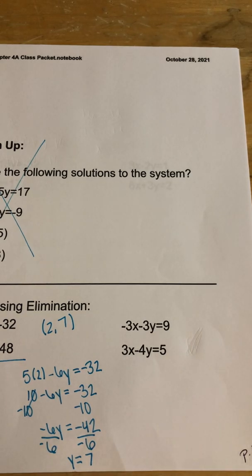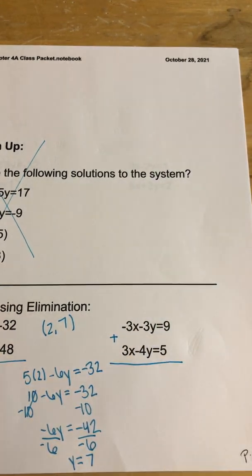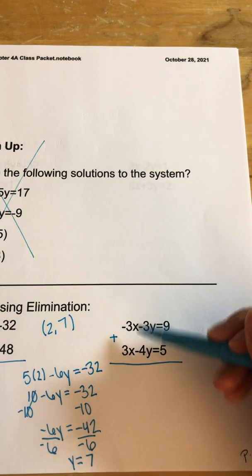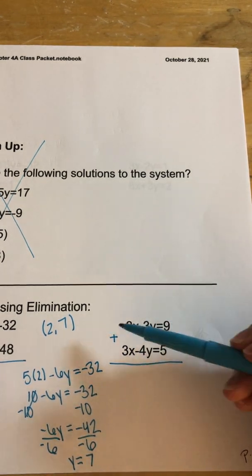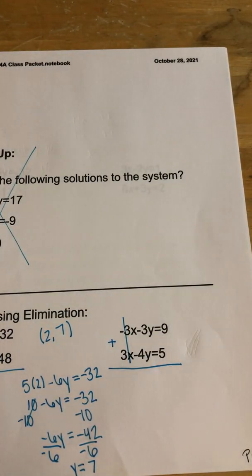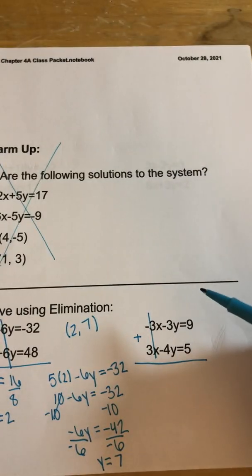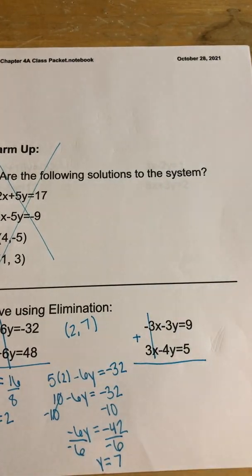So solving with elimination, it only works if I can add them together and one of my variables ends up canceling out. So if I look at this system, I notice my x's are going to cancel out because negative 3 plus a positive 3 gives me 0. The x's are now gone. So in this first example, the y's canceled out. In my second example, the x's cancel out. Doesn't matter which one, as long as one of them is eliminated.